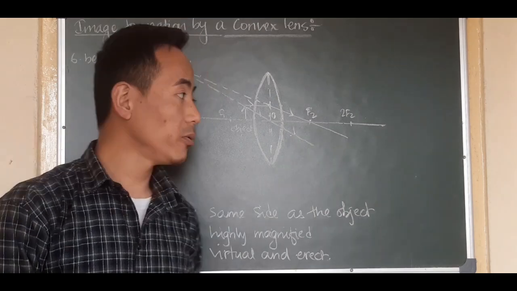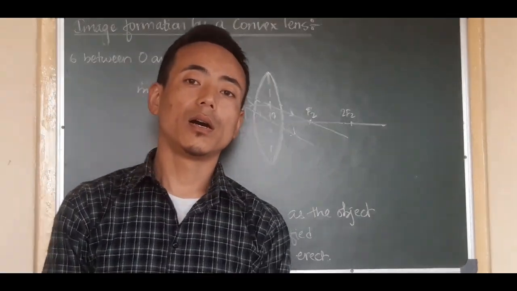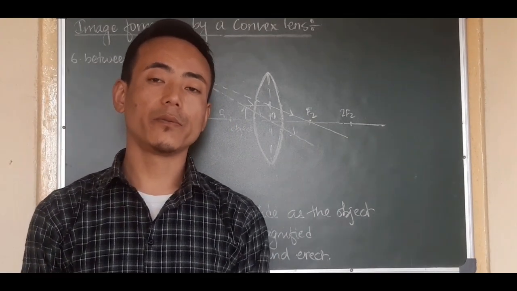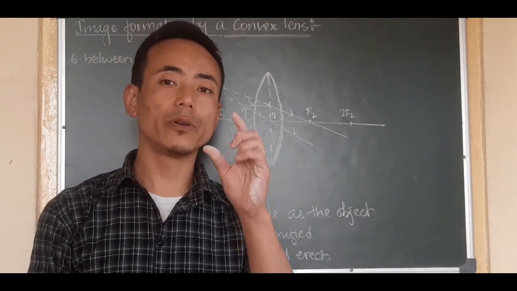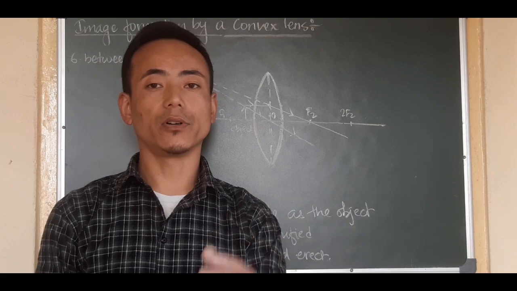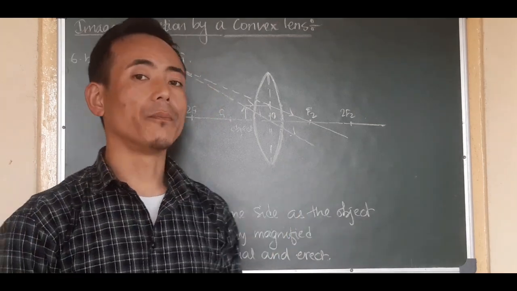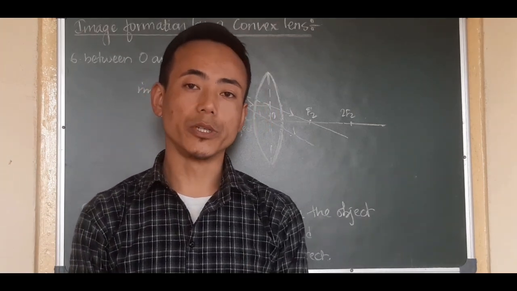Alright, so where do we use this? We use this in the magnifying glass. Whenever we see a minute object with the magnifying glass, the image formed will be enlarged and it is on the same side as the object. So it's used to magnify smaller objects.